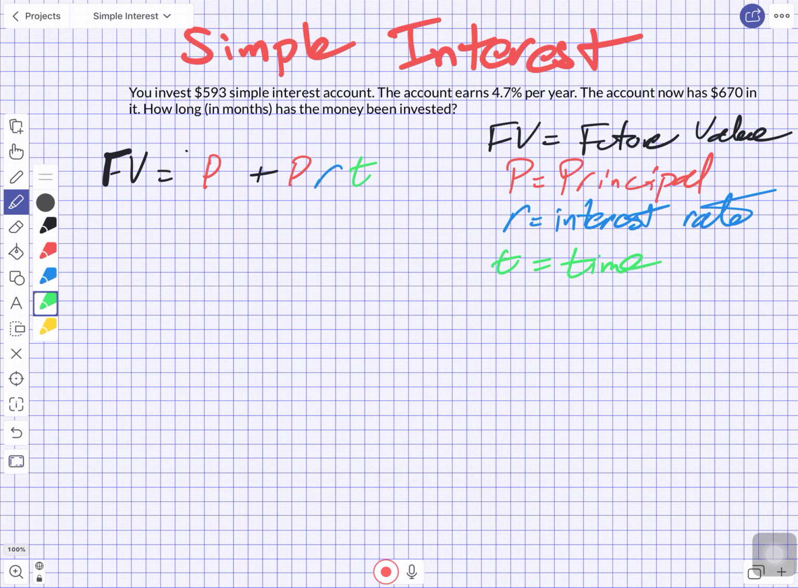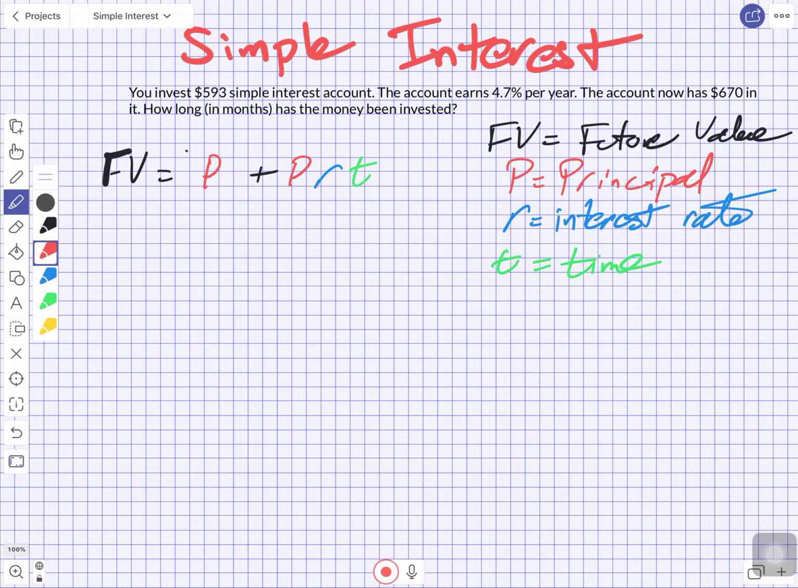So what we're going to do is highlight our important information. Actually, before we do that, FV stands for the future value. P stands for the principal, so that's the amount you start with. R stands for the interest rate, and T stands for the amount of time that's passed. In this case, T is in years because the interest rate is per year. So let's highlight our important information.